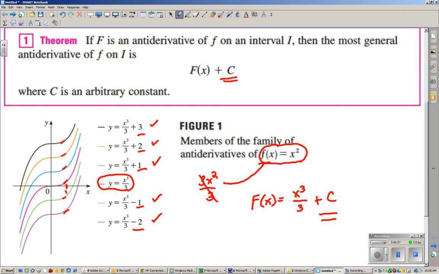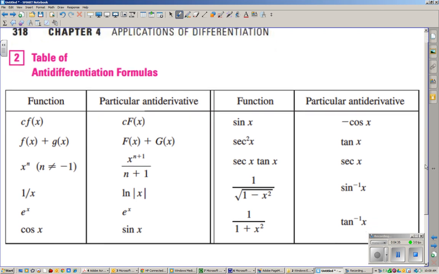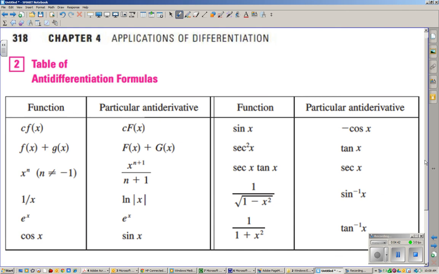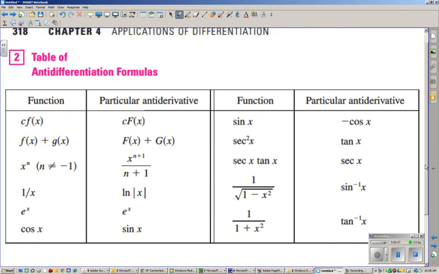Well, let's look at one more thing. If you turn the page in the book, you'll notice what's called a table of antidifferentiation formulas. That word is a mouthful. But the table, simply put, is a way for us to work with finding these antiderivatives, and that's what we'll use to start. Some of them will become so common to us that we'll no longer need to look at the table.